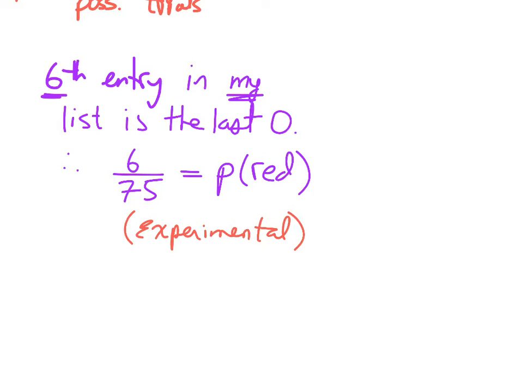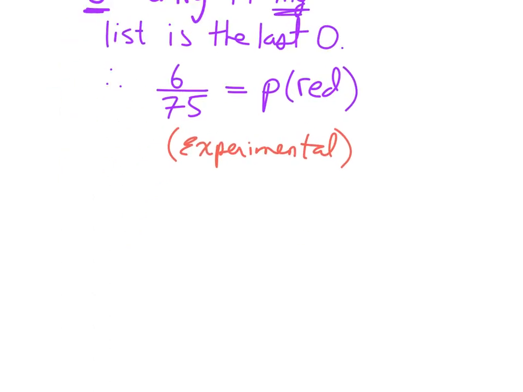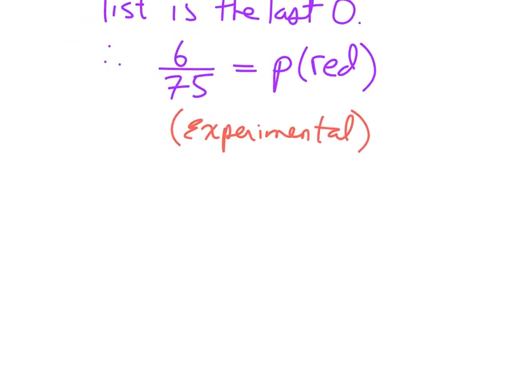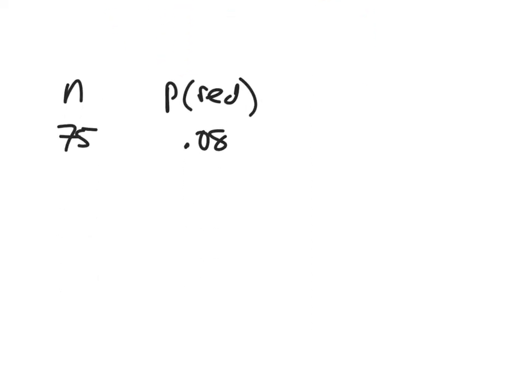We're getting 0.08. All right, but it's not terribly far off from what the probability is. So our experimental probability is not too far away from what would be considered correct. So let me just show you something really quickly. If the number of trials is 75, then we have the probability of red being 0.08. All right. So that's just one thing to consider. That's what we just carried out.